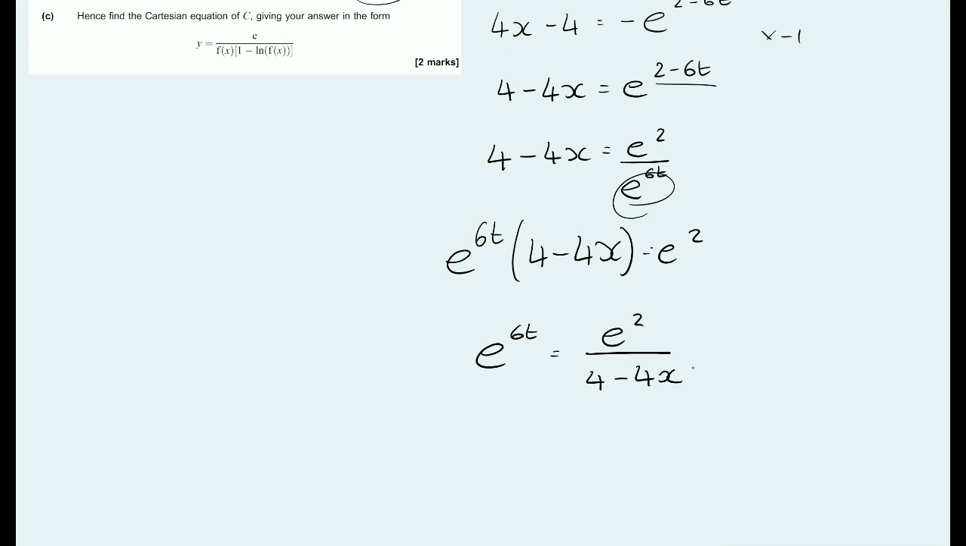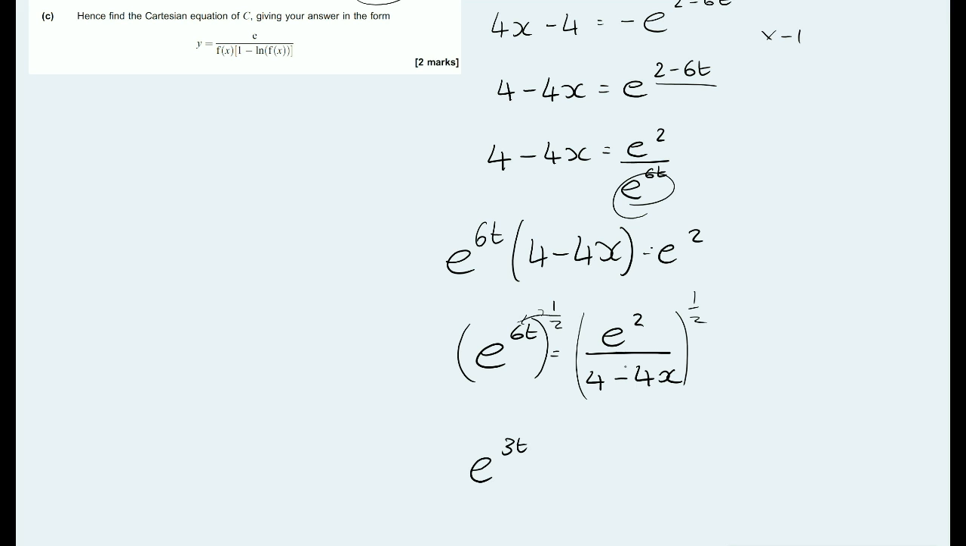So the mark scheme wanted you to get to something like this before it gave you the first mark. And then it's just noticing that we can effectively square root both sides. Now to square root, I'm actually going to show you it's putting to the power of a half. Okay, that's the same thing as square rooting. So what you'll see is going to happen here is these two indices, 6t and the half, are going to multiply. So we get e to the 3t, which is what we wanted.